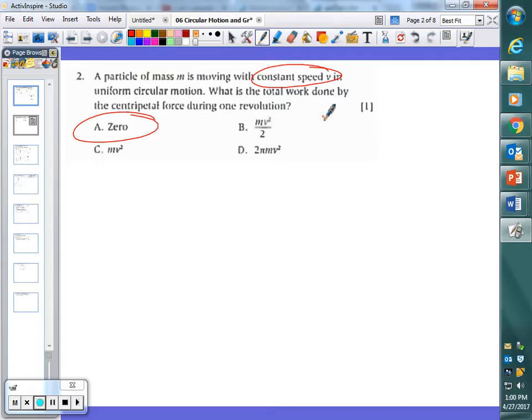Inertia doesn't do work. Inertia just is. It's just a property of life. And it's just like maintaining it, right?